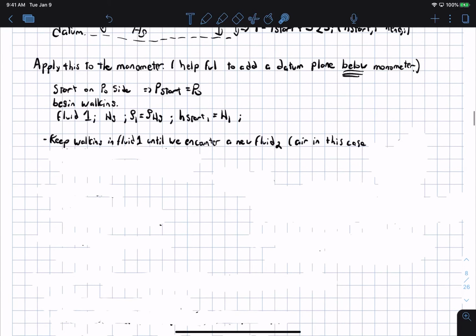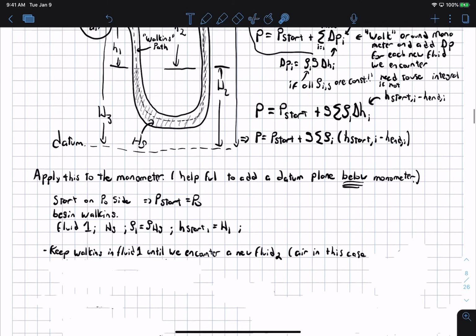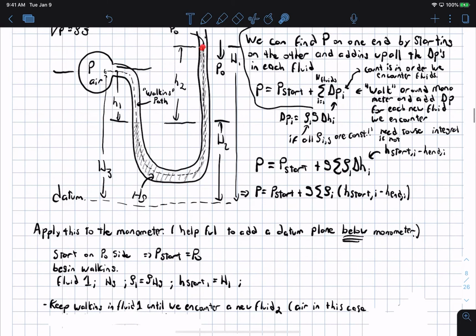And then with that, I just keep tabs on what the density is of that. That's just the density of mercury, and what H start is. Now I've got all the information of the fluid and the starting point, and now I'm going to walk down until I get to the end.